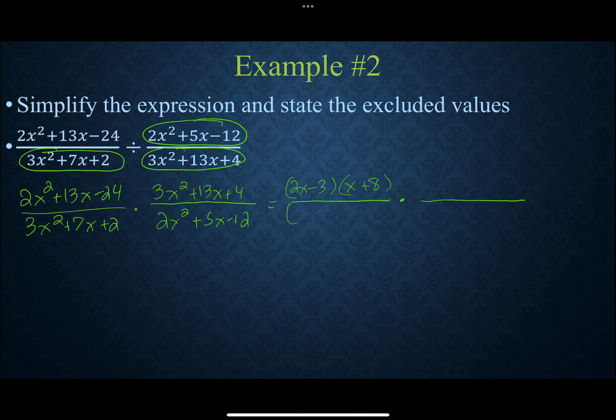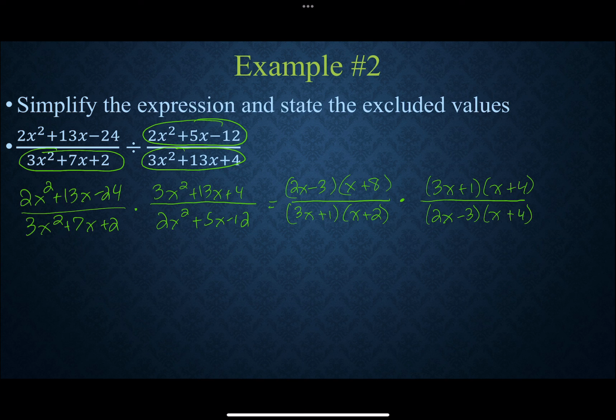3x squared plus 7x plus 2. We're going to have that as 3x plus 1 and x plus 2. That gives us what we're looking for in each of those. On the other side, 3x squared plus 13x plus 4 will be 3x plus 1 and x plus 4. And then finally, the 2x squared plus 5x minus 12 is going to be a 2x minus 3 and an x plus 4.